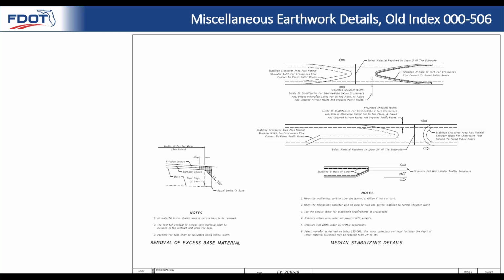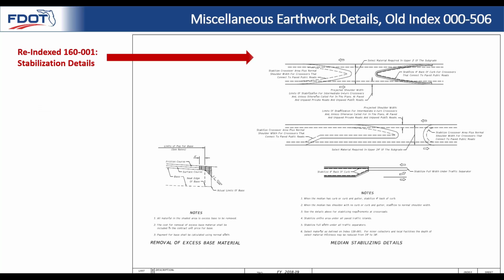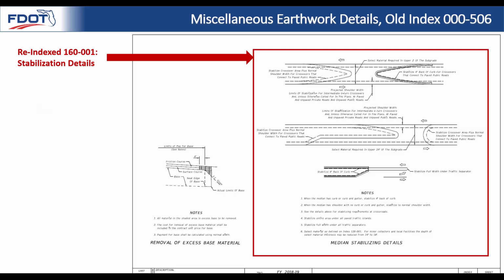The miscellaneous earthwork details, we took another look at this cycle and decided to start breaking it up and assign it a little bit better index number. So within this index, the majority of the details had to do with stabilization within the medians. And so the primary content here got re-indexed to 160-001.